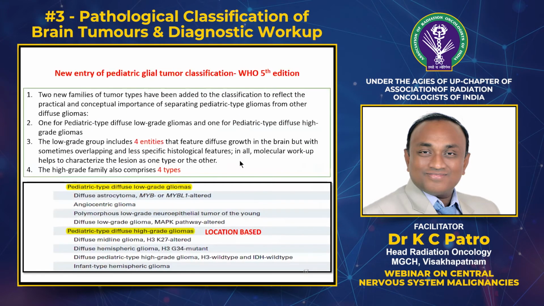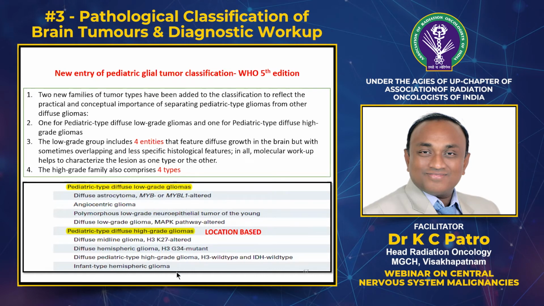So pediatric glioma, again WHO, if you see the pediatric glioma, these are the new entries. They divide into pediatric diffuse low grade glioma and pediatric diffuse high grade glioma. There are 4 in each group. In pediatric low grade glioma: diffuse astrocytoma MYB or MYBL1 altered, angiocentric glioma, polymorphous low grade neuroepithelial tumor of the young, and diffuse low grade glioma, MAP kinase pathway altered. This is the pediatric diffuse low grade glioma.